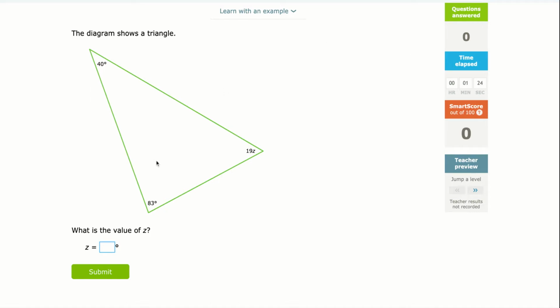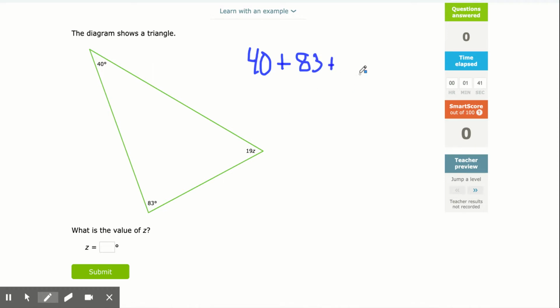So that's my recommendation again, is to always take the time to write out the simple equation of the three angles added together. So I took that top angle of 40, I'm adding it to 83, and I'm going to add it to the third angle of whatever 19z is, and I'm going to set that equal to 180. And then I simplify this expression, right? 40 plus 83 is going to be 123 plus the 19z, equal to the 180.